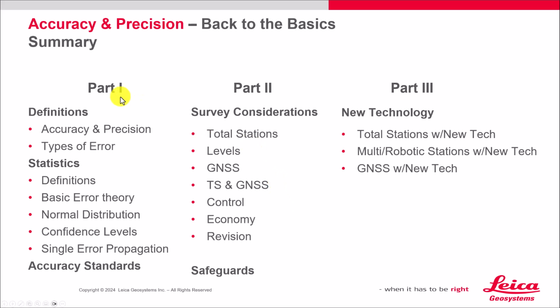So we covered a lot today, 3 parts: definitions and statistics of accuracy and precision. We went over some accuracy standards. We did survey considerations and looked at the accuracy and precision of surveying equipment, control, economy, and avoiding revision, and then safeguards for taking care of the equipment. And in my favorite part, we covered the new technology that we saw definitely helps you mitigate errors and blunders, or mistakes and blunders, and then can also help you reduce some of the errors once you take into account the accuracy and precision.